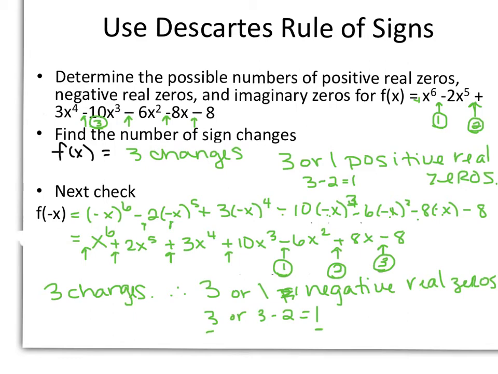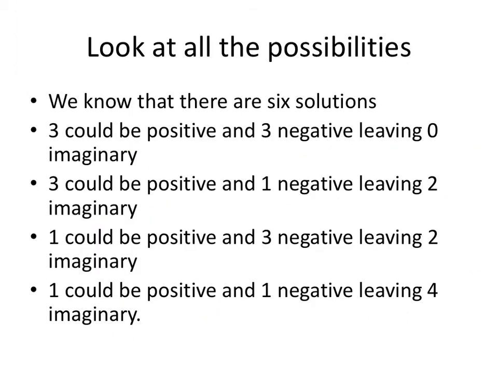All right, so then we basically make a little chart, kind of like this. We know that altogether there's 6 because x to the 6th power was the degree. So we have to think of the different ways we can make 6 out of this. So we could have 3 positive. If there's 3 positive, then we use the choices from the negative, which was 3 or only 1 negative. Well, this only makes 1, 2, 3, 4, so that leaves the other 2 solutions imaginary.